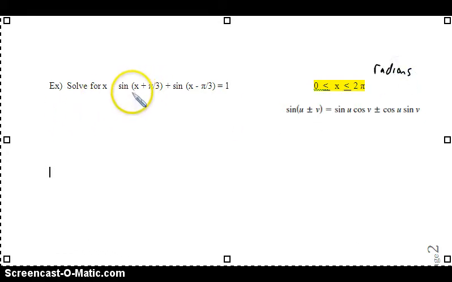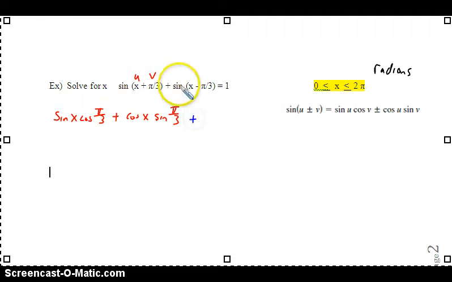So what I'm noticing here is I have the sum of the sine and I have the difference of the sine. So I'm going to use this formula twice, where the first time I use it, x is going to be the u, and pi over 3 is going to be the v, and I'm going to plug it into the plus. So it's going to be sine of x cosine of pi over 3, and then because it's the plus, it's a top sign, so it's plus cosine of x sine of pi over 3.